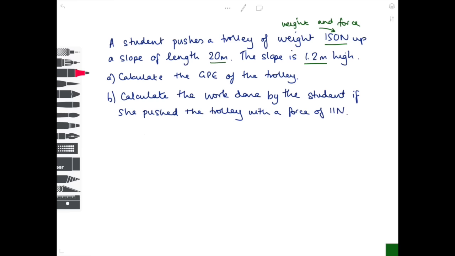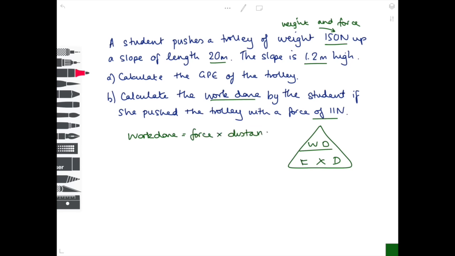So in B, we're calculating the work done by the student if she pushed the trolley with a force of 11 newtons. So we have work done, we have force. So the formula triangle we need this time is work done equals force times distance. So we're looking for work done. Let's write out the equation. Work done equals force times distance. The force we know is 11 newtons.